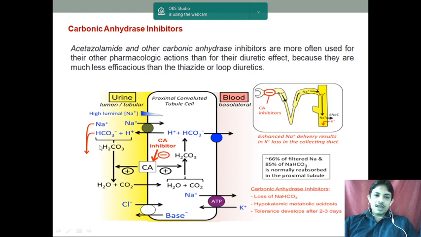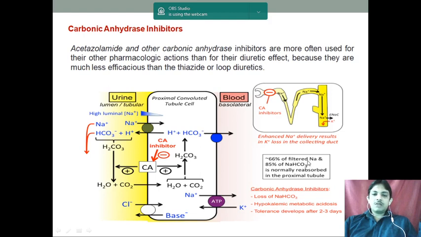Clear? Normally H2CO3 is reabsorbed by changing its nature, and then reabsorbed from the proximal convoluted tubule. So they are inhibiting the reabsorption of HCO3 ions. Clear?